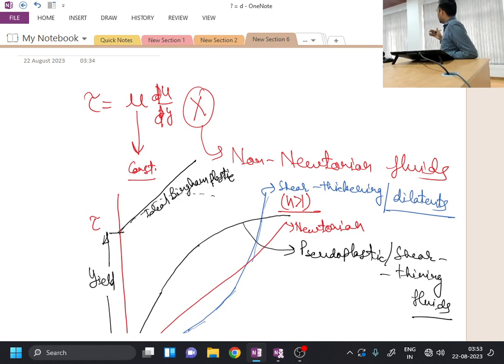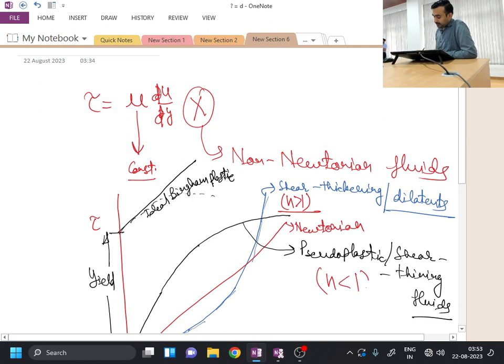So for this situation N has to be less than 1. When N is less than 1, the (del U by del Y) term becomes a negative power and it divides K, which decreases the overall apparent viscosity. So for shear thinning fluids, our N will be less than 1. Is this point clear? For shear thickening fluids N is greater than 1 and for shear thinning fluids N is less than 1.